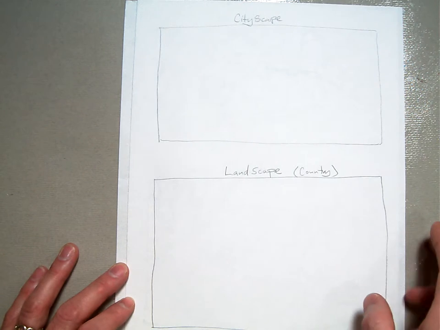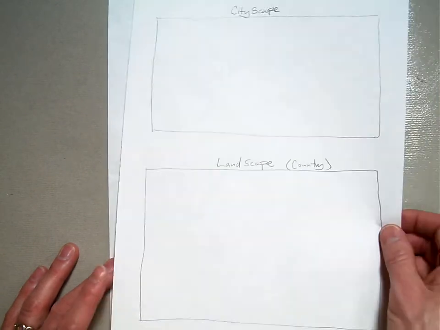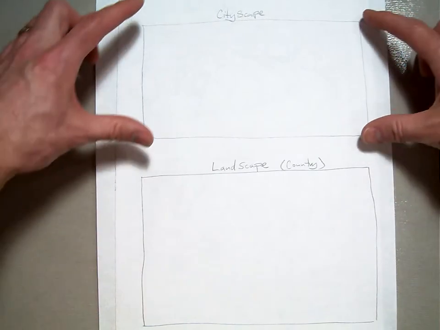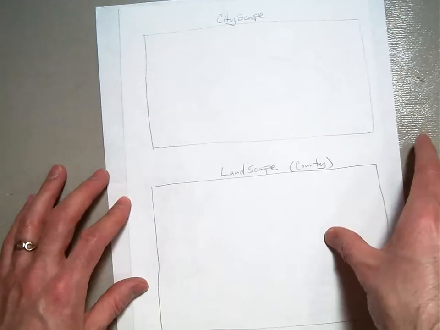Okay, on the top one, I'm going to do my cityscape, and on the bottom one, I'm going to do my country landscape. Another thing that we talked about is that holding your paper horizontally like this is called a landscape format. And of course, holding your paper like this vertically up and down is called a portrait format. So this is landscape, this is portrait.